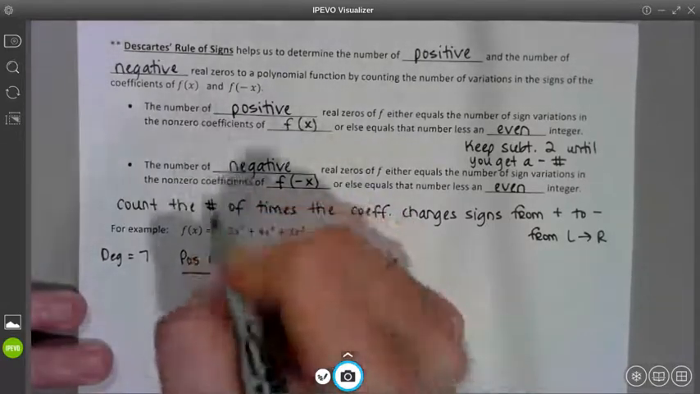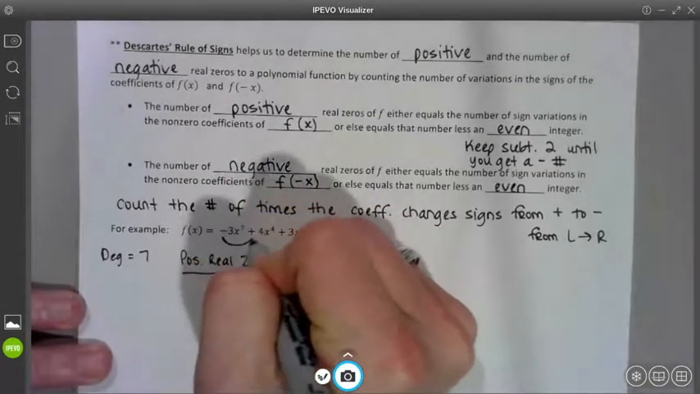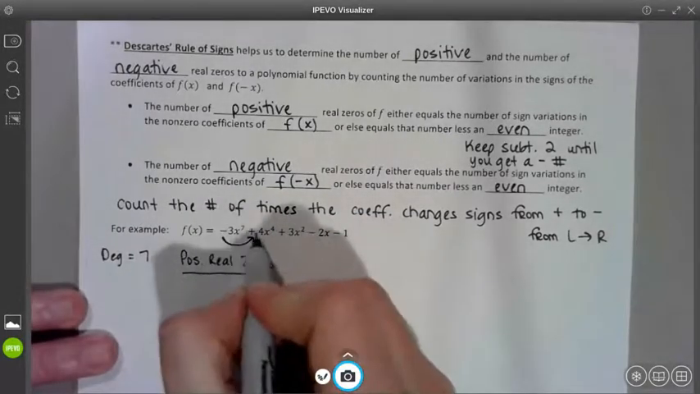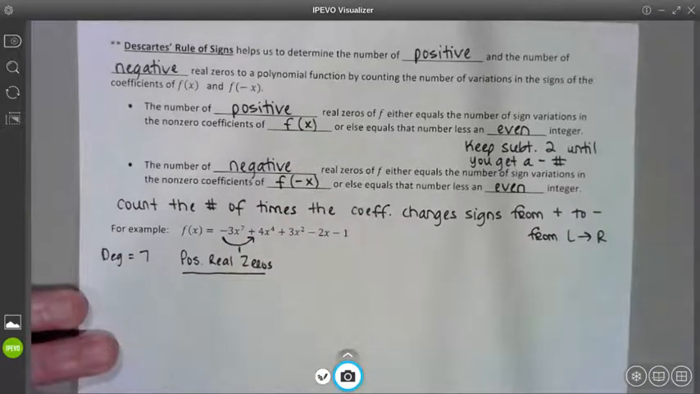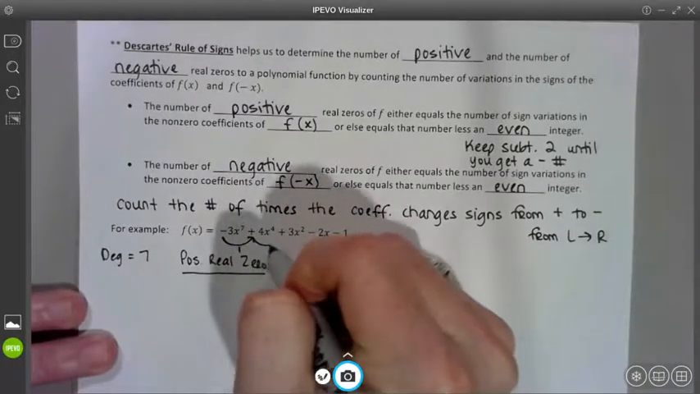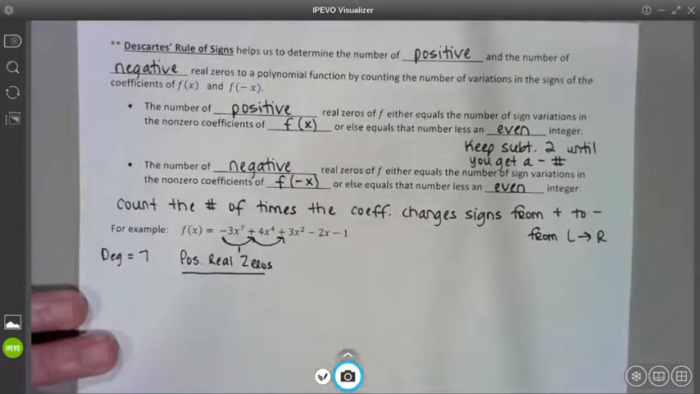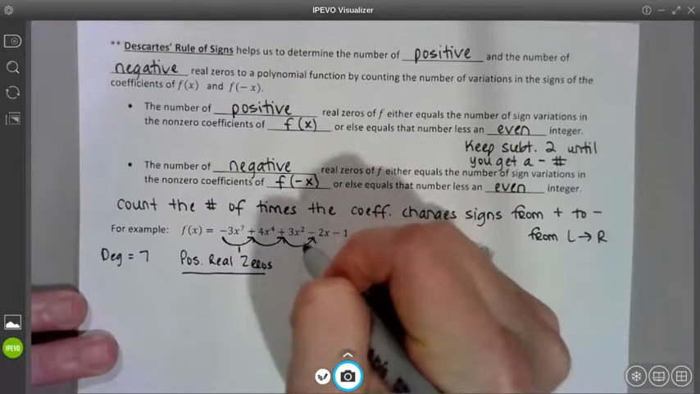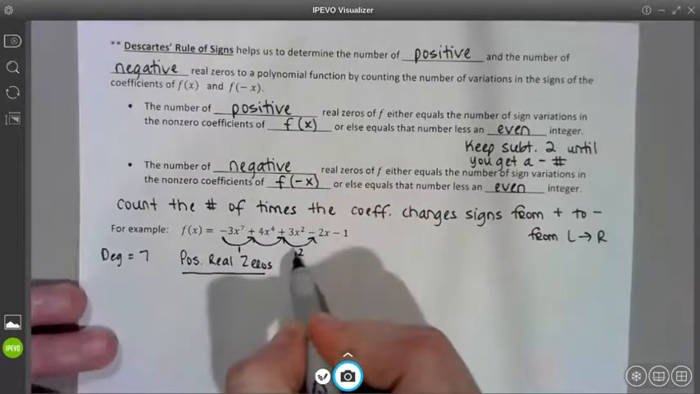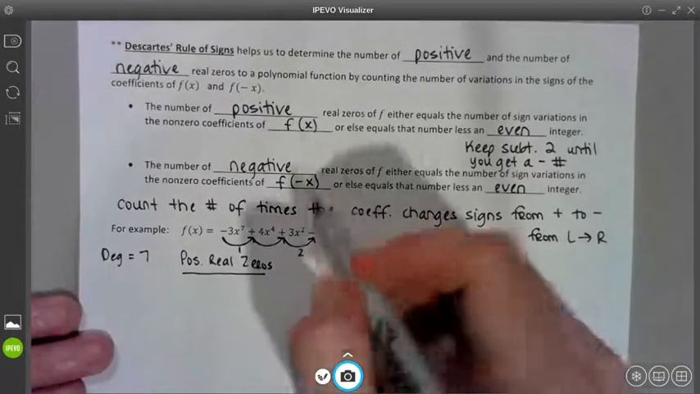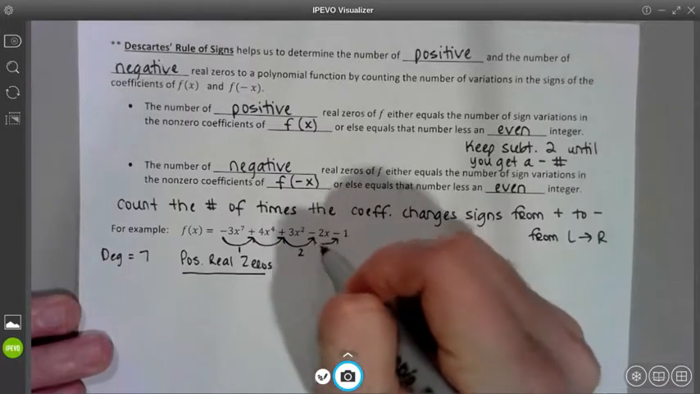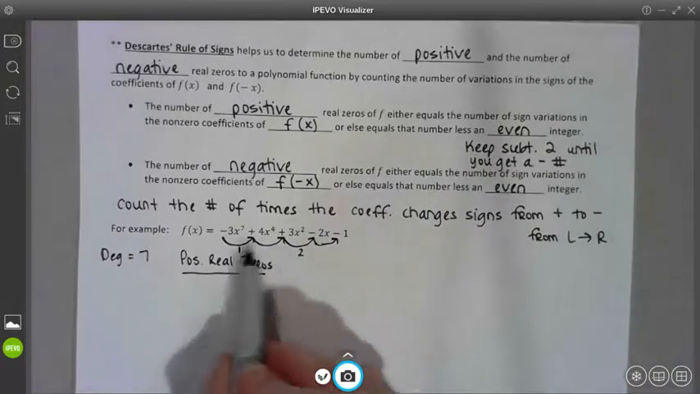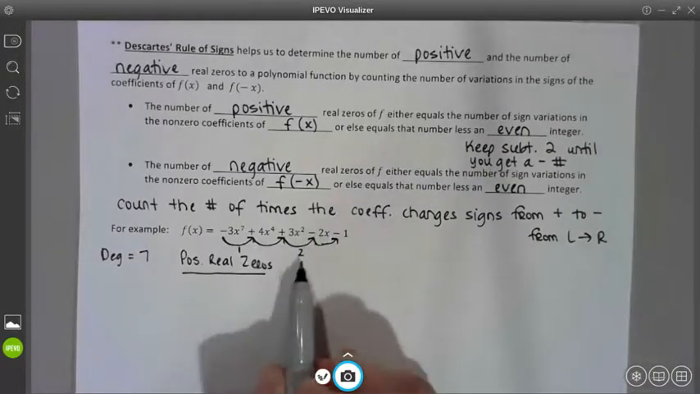The first coefficient is negative. The next coefficient is positive, right? So that's a sign change. It went from a negative coefficient to a positive coefficient. So that's one time. Now it's a positive coefficient, and the next one is a positive coefficient, so the signs didn't change. We're not going to count that as a sign change. It's positive, now it's negative. So that's the second time that the coefficients have changed signs. It's negative, and now it's negative, so that didn't change sign. So the number of times the coefficient changes signs was twice.